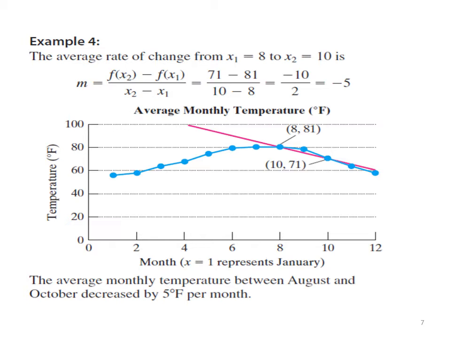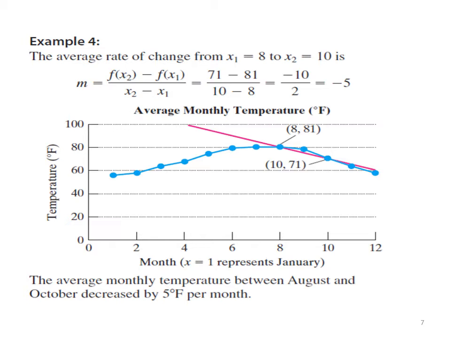As an average rate of change for this function representing temperature, what minus 5 tells me is that during that period, from the 8th month to the 10th month, the temperatures are dropping by an average of 5 degrees. Every month the temperature will drop by 5 degrees. That's what the slope is. The slope is an average rate of change.